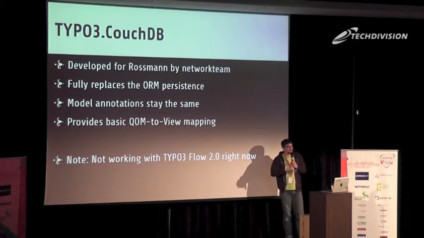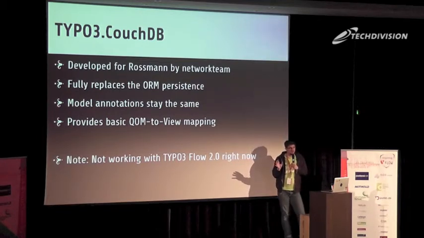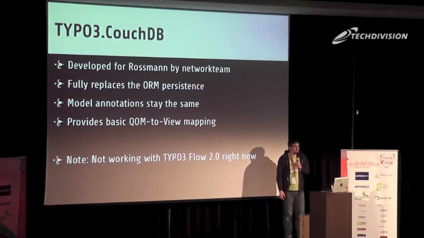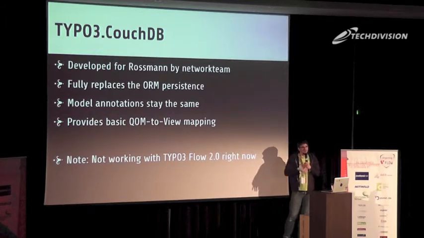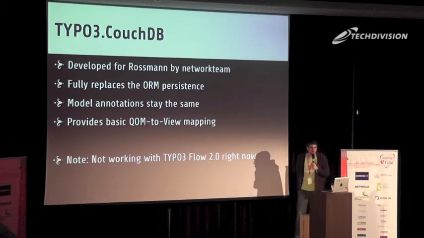So what it does, it fully replaces the Doctrine Persistence Manager with another one based on CouchDB. The model annotations all stay the same, so you just have entity and all the fields and stuff, so that's pretty painless, not a lot of new things to learn. And what it even does is provide a basic mapping of the query object model to automatically generated views. So you can query Couch without having to write views and MapReduce queries for the basics and the intermediate complex queries.